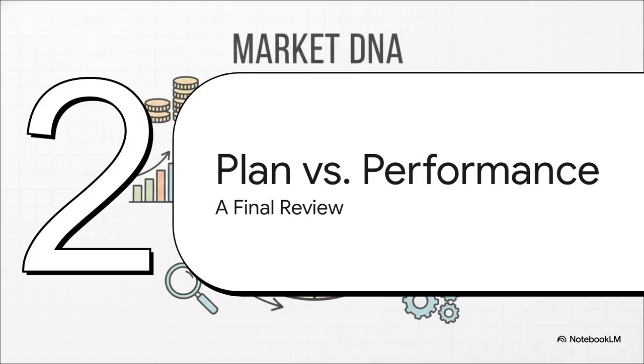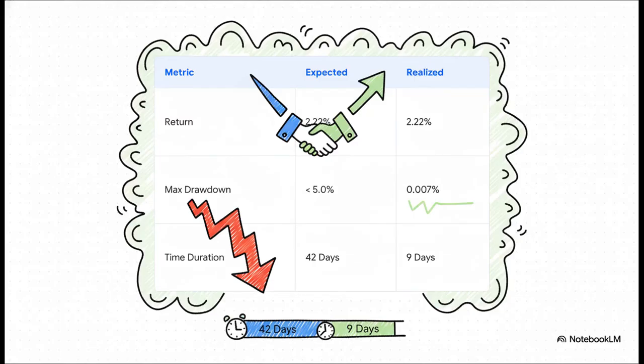So now that this cycle is complete, we can do a side-by-side comparison. Let's look at the initial plan from phase 1 and see how it stacks up against the actual recorded performance. This summary table really tells the story. The realized return, 2.22%, an exact match with what was expected. But check out the maximum drawdown. It was expected to be under 5%, but the realized drawdown was just a tiny fraction of that, at 0.007%.